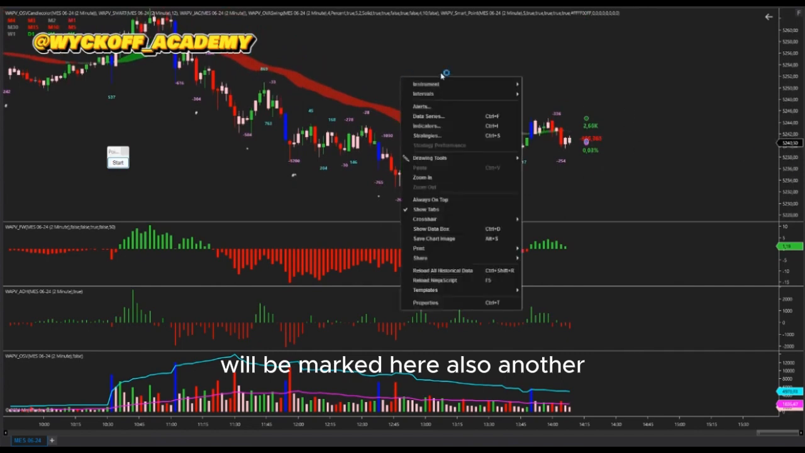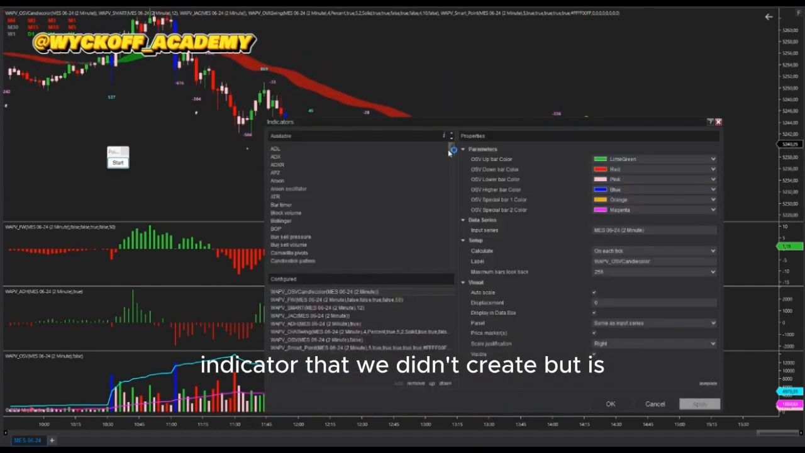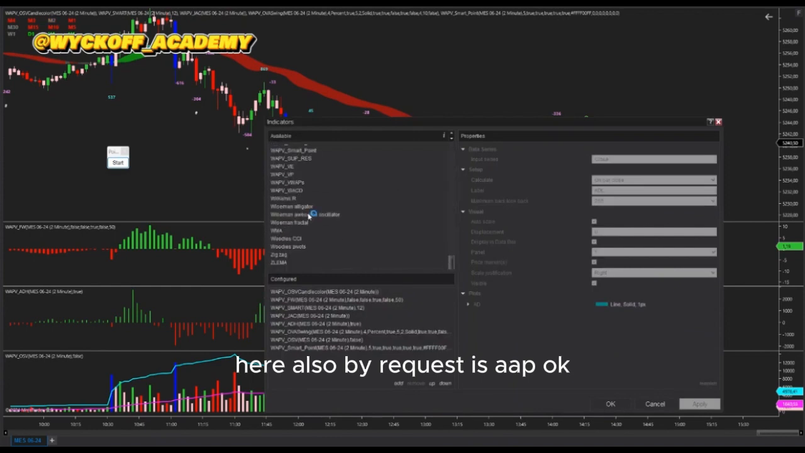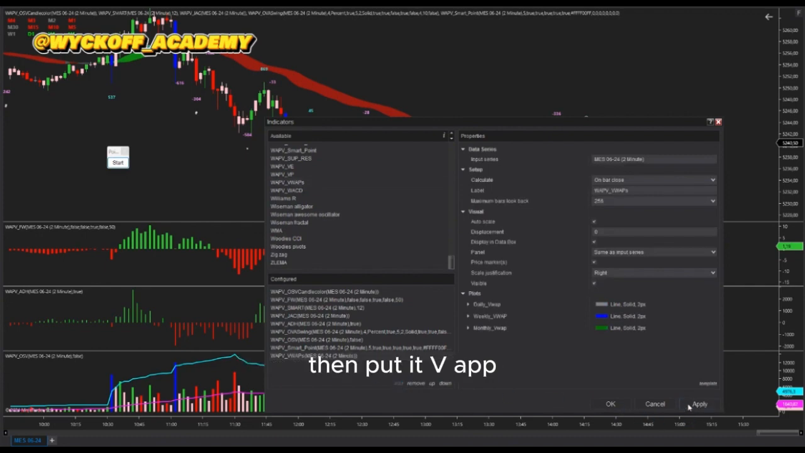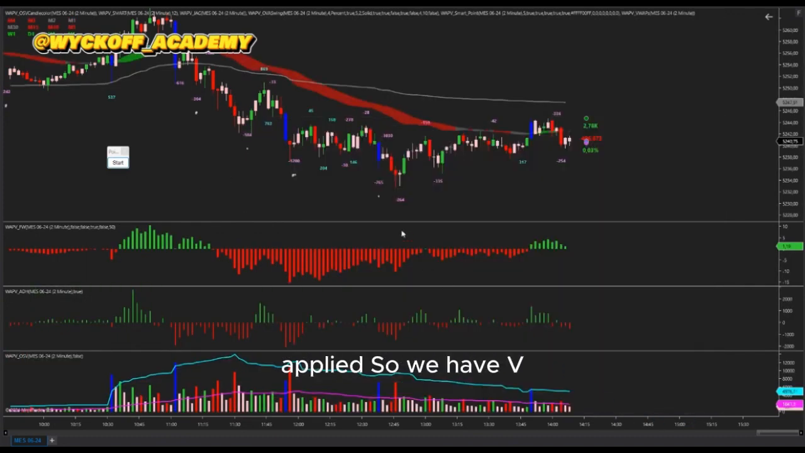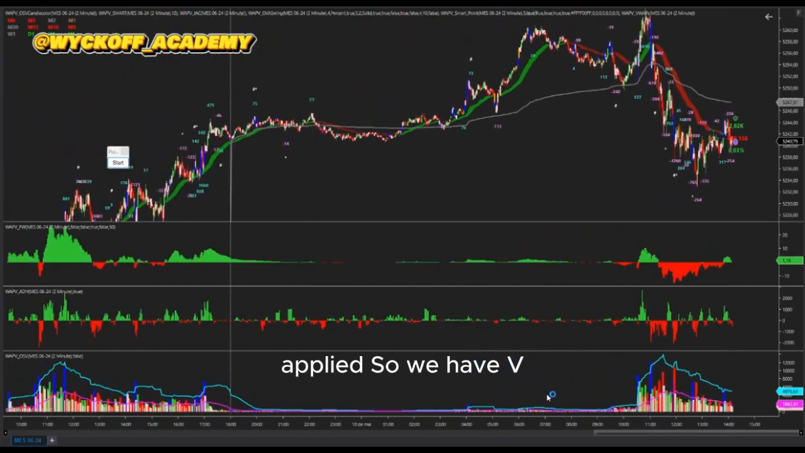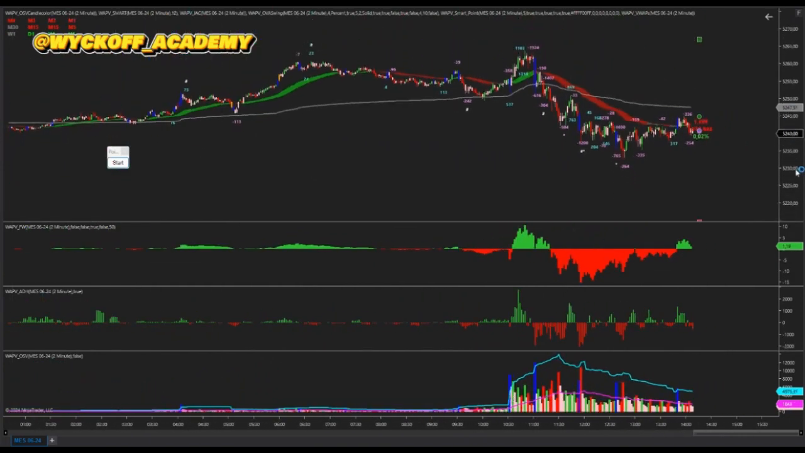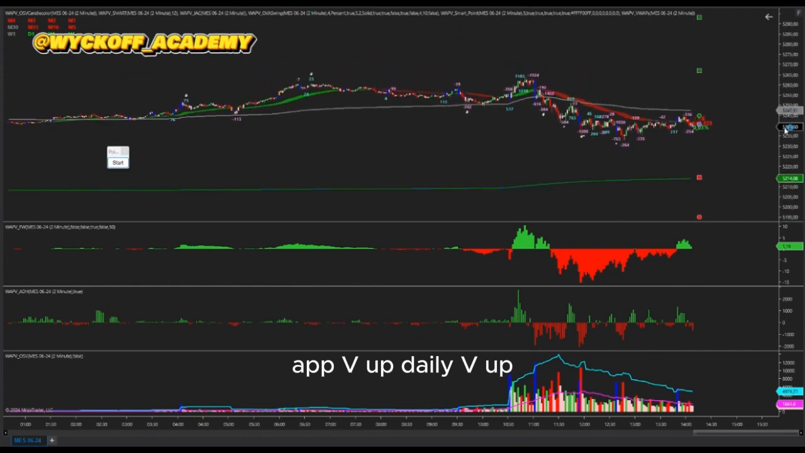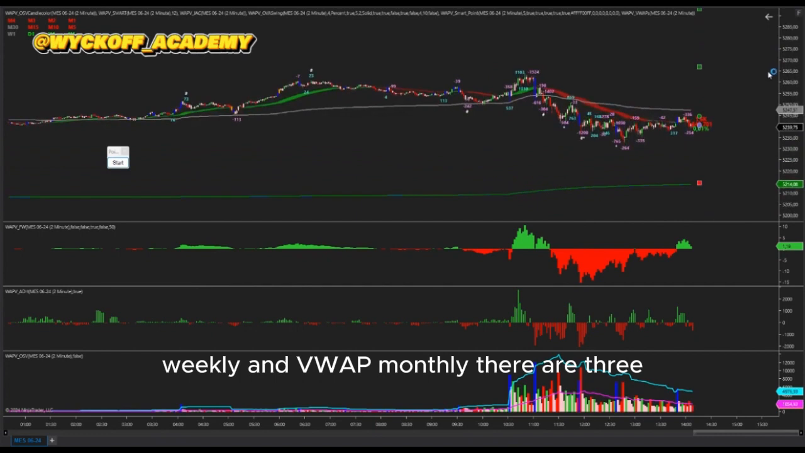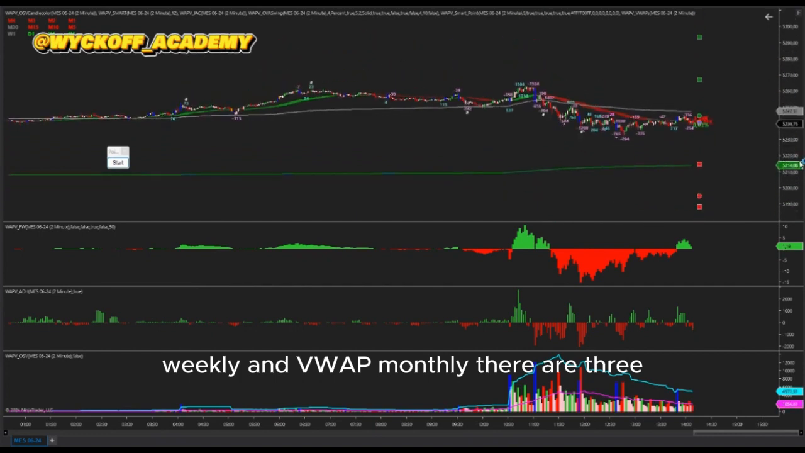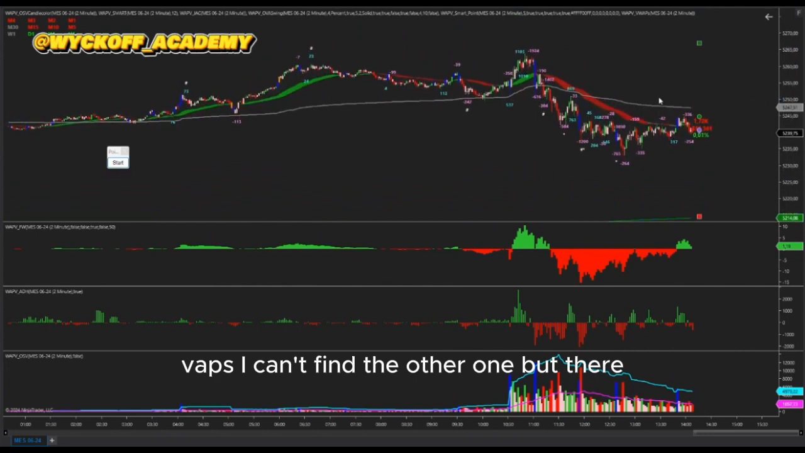Also another indicator that we didn't create but is here, also by request, is OK. Then put it VWAP applied, so we have VWAP daily, VWAP weekly and VWAP monthly. There are 3 VWAPs. I can't find the other one, but there are also 3 VWAPs by request.